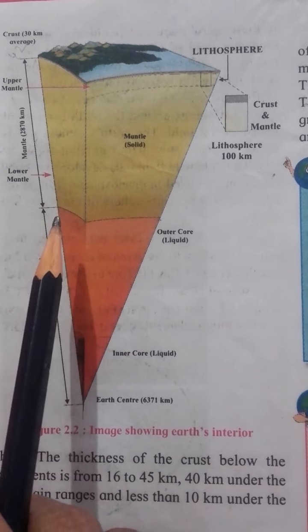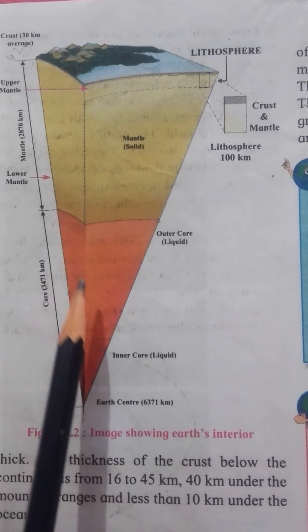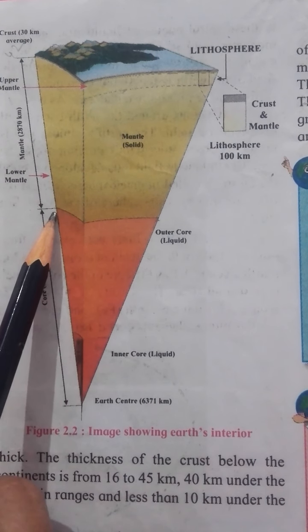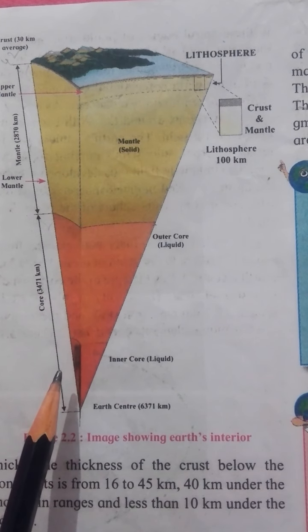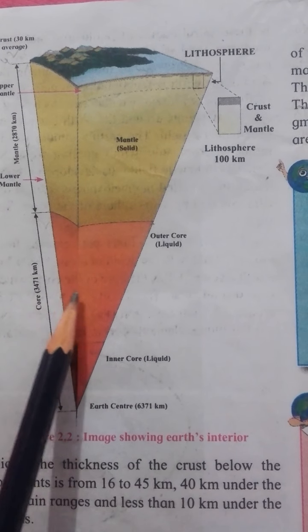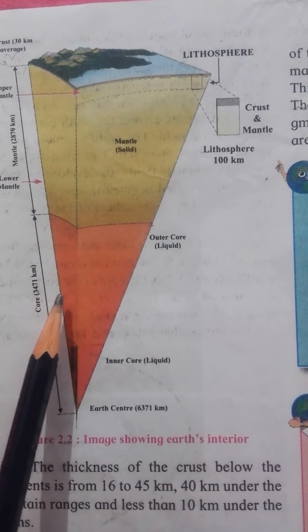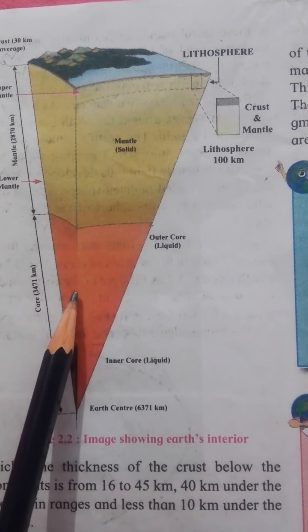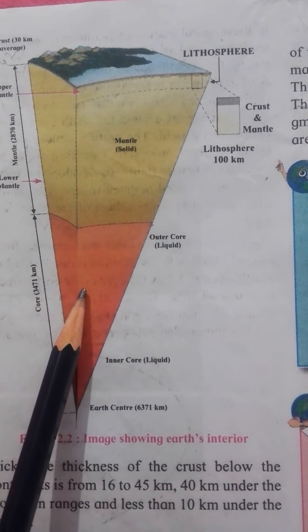Okay. Let us see the next part, that is the core. The core is also divided into two parts. This is the outer core and this is the inner core. The outer core starts below 2900 km to 5100 kilometers. Secondary waves cannot pass through the core. They get absorbed in this region. This has led scientists to believe that the core could be liquid or semi-liquid in nature. Okay. The density of the outer core is 9.8 gram per cube centimeter.